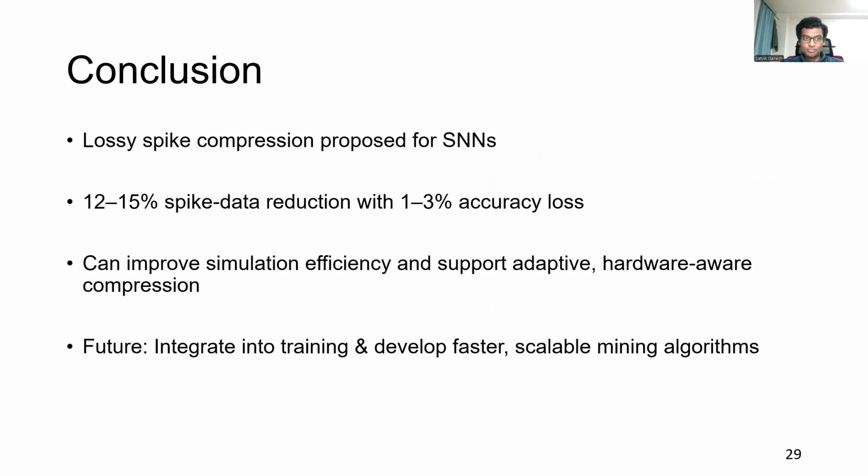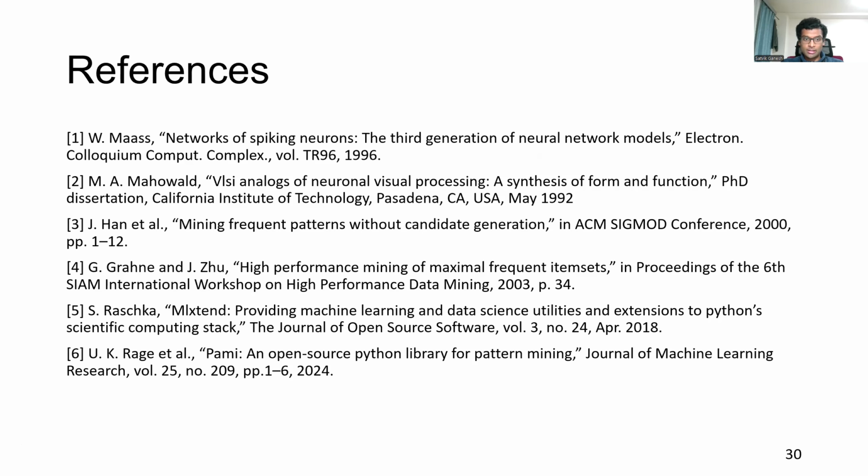In conclusion, we proposed a lossy spike compression for SNNs. We saw on average 12 to 15% spike data reduction with 1 to 3% accuracy loss. This has the potential to improve simulation efficiency and support adaptive hardware-aware compression. In the future, we would like to integrate this framework into the training phase and develop faster and scalable mining algorithms. Here are the references.